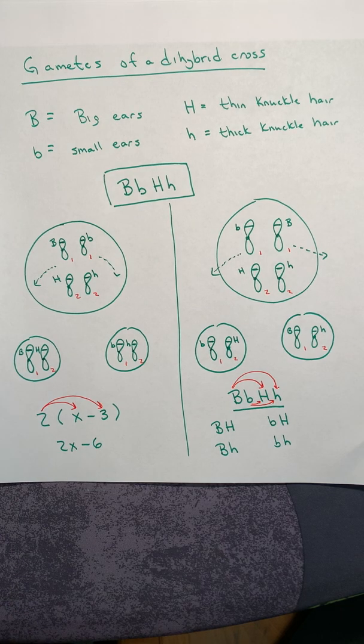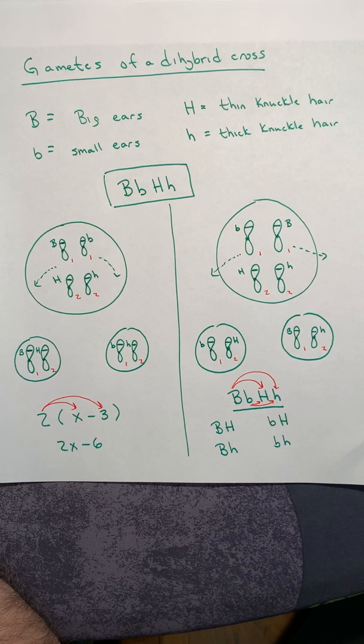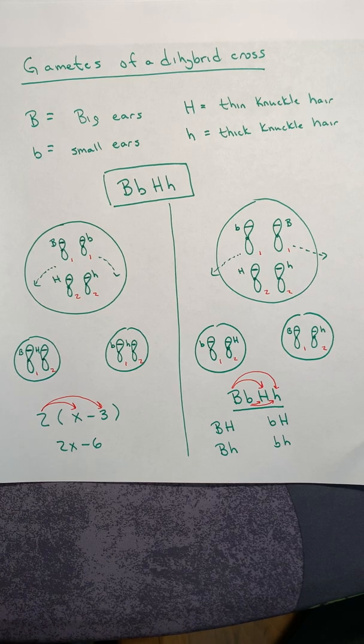So please be sure that all of this information is in your Cornell notes. And then on the next video, we'll start genetics problem set number 4 on a dihybrid cross.